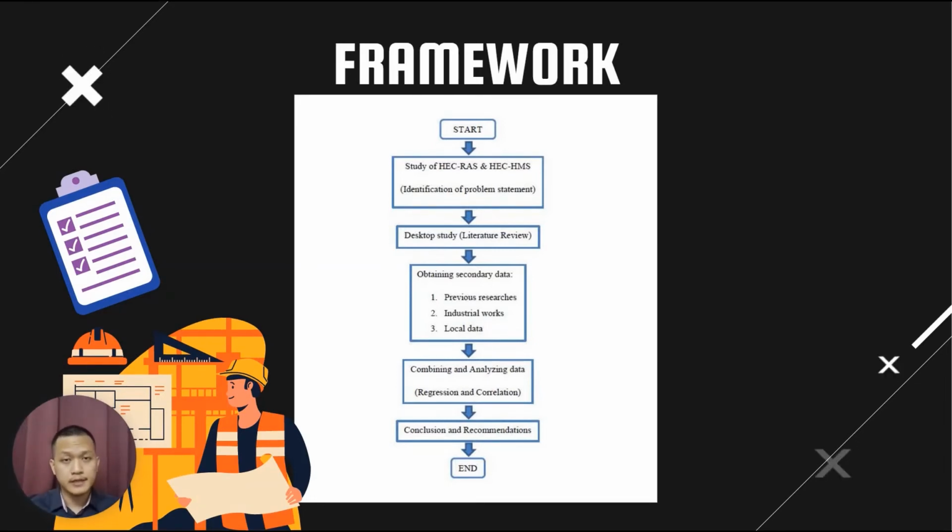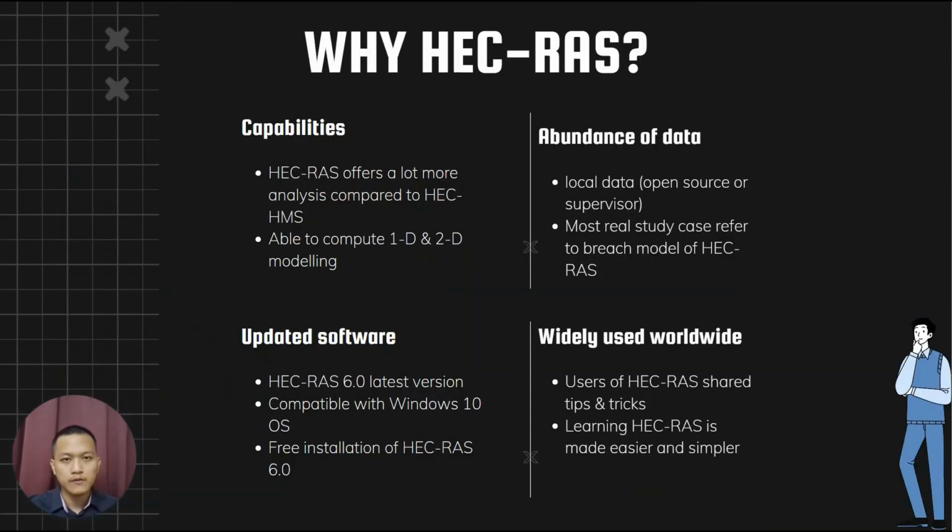For obtaining secondary data, that data is collected for the use of HEC-RAS. So why did I choose HEC-RAS? HEC-RAS has a lot more capabilities and a lot more abundance of data. It is updated software, and it is widely used worldwide. HEC-RAS offers a lot more analysis compared to HEC-HMS, and it is also able to compute one-dimensional and two-dimensional modeling.